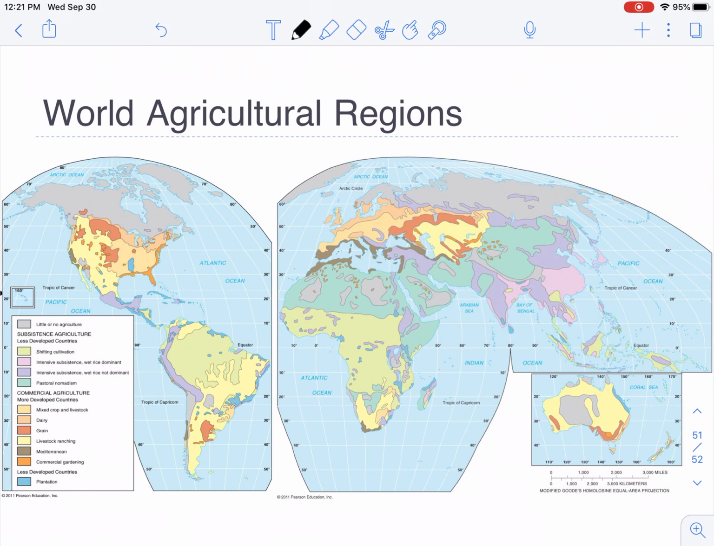Here again is that important map that we're going to need to refer back to when we do our Ag Stories activity after the second set of notes. So I made that accessible for you. Important.